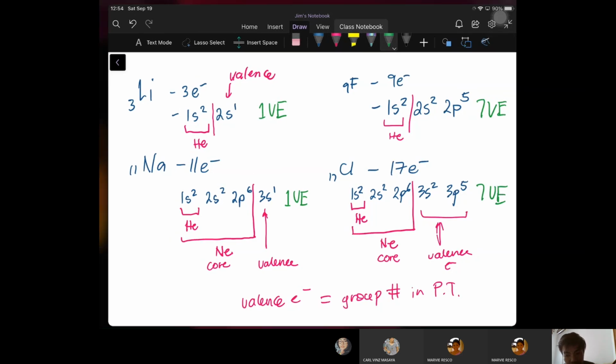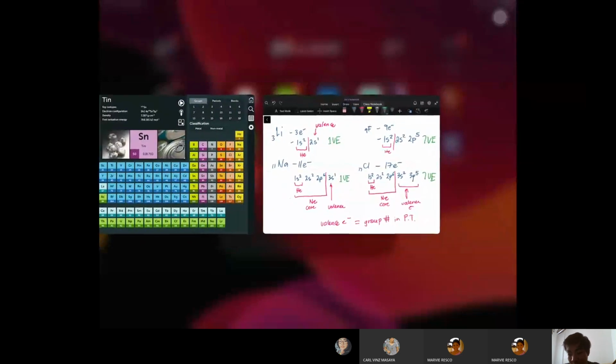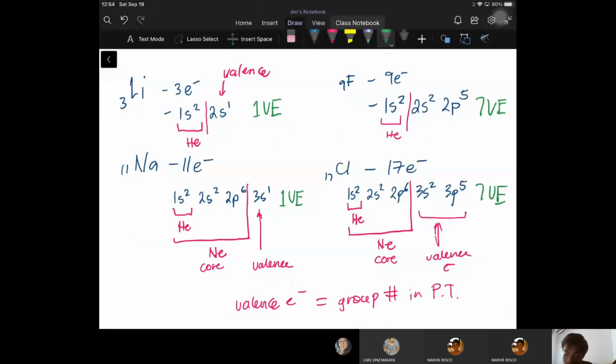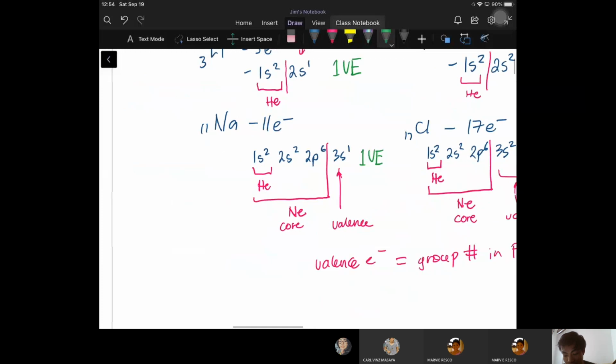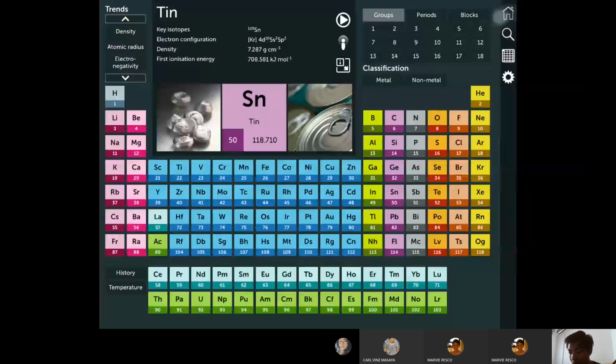So, tignan natin kung nagko-correspond nga ba sa group number yung ating valence electrons, no? So, ganito lang yan, no? Tingnan tayo sa periodic table. Siyempre, skip natin itong gitna, no? So, hindi natin gagamitin itong gitna ngayon, yung transition metals. So, paano tayo magbibilang ng groups, no?